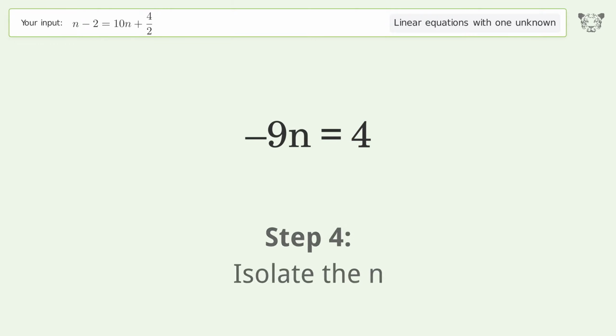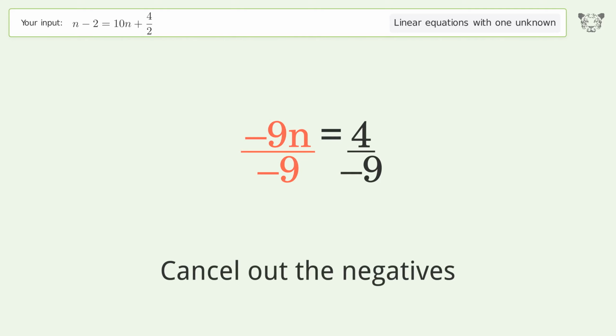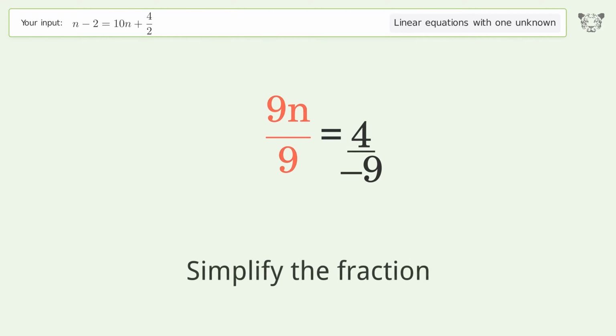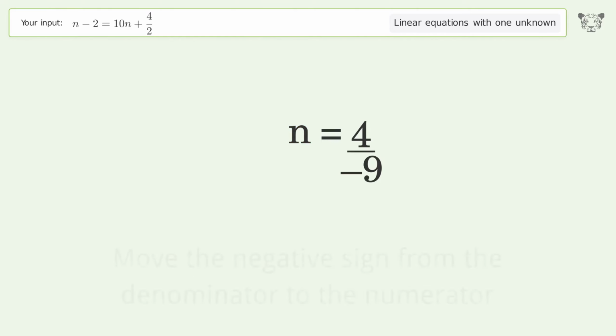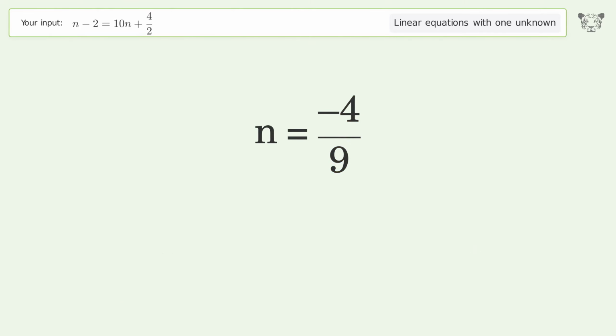Isolate the n. Divide both sides by -9. Cancel out the negatives. Simplify the fraction. Move the negative sign from the denominator to the numerator. And so the final result is n equals -4/9.